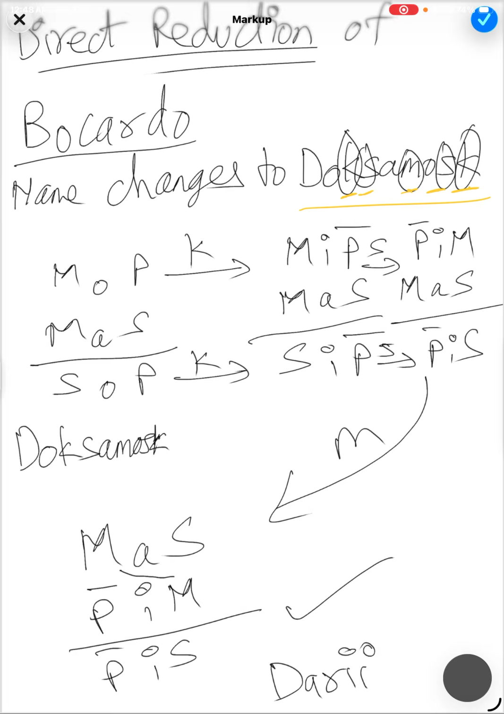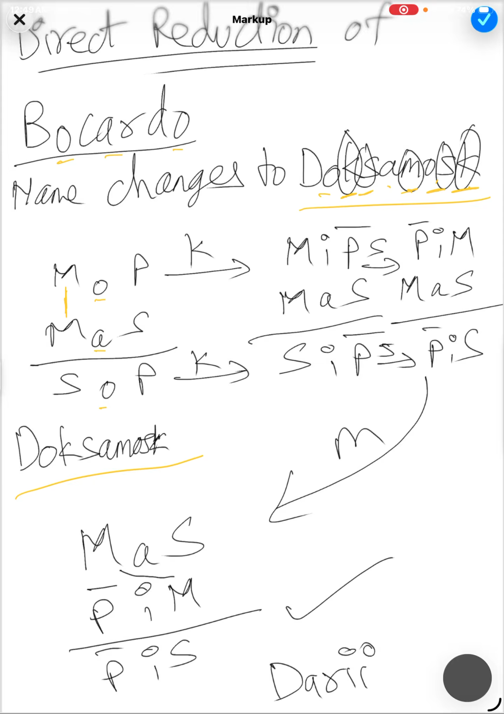Okay. So Doksamosk is figure number 3. Sorry, Bocardo is figure number 3. So Doksamosk will also be figure number 3. So the middle term is in this position. Now, the mode will remain the same in Doksamosk and Bocardo. So O, A, O, O, A, O, O, A, and O. Nature, you write Doksamosk.